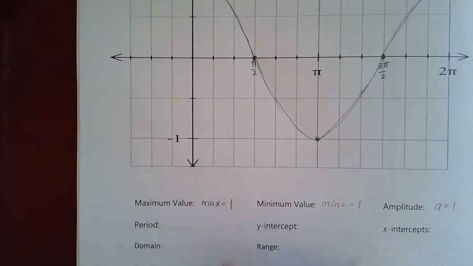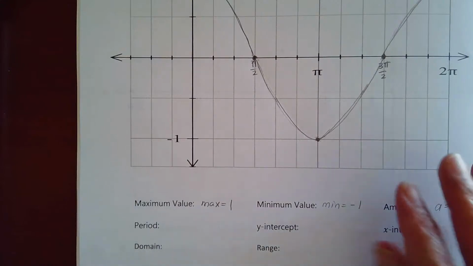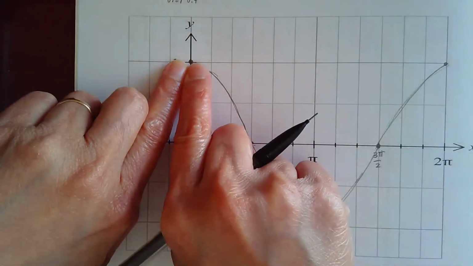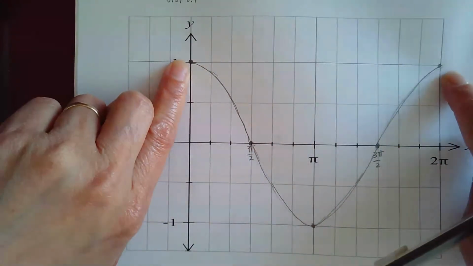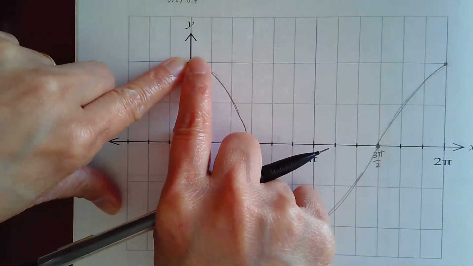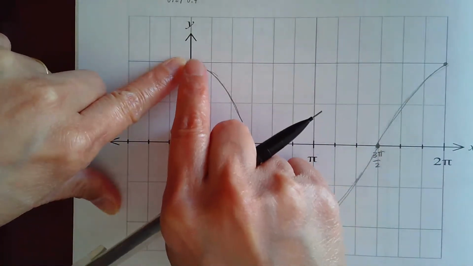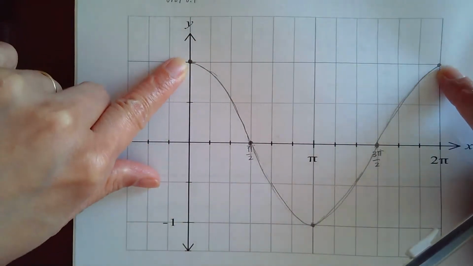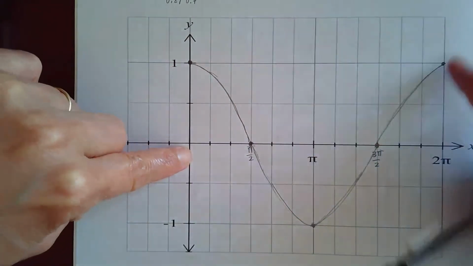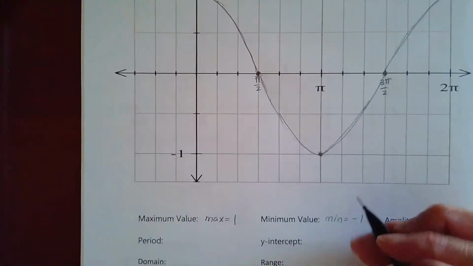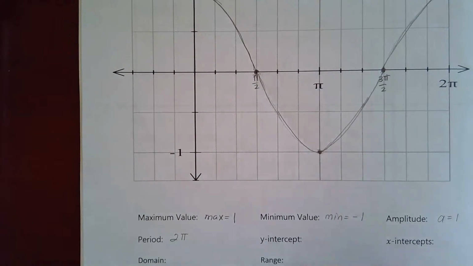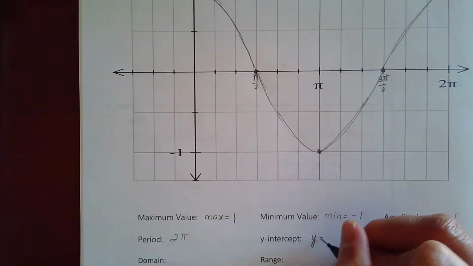Period: how long does it take to repeat itself? The way we defined it is how long it is from a maximum to the next maximum. This one is really clear. How long does it take from one maximum to the next maximum? That's 2 pi. From 0 to 2 pi is 2 pi. The y-intercept here is at 1.